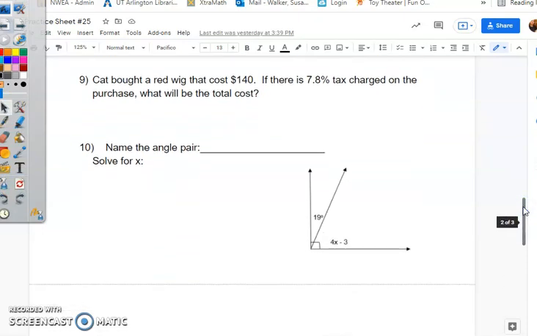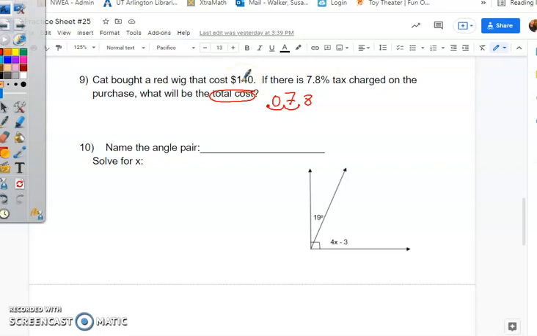Okay, so number 9. Kat bought a red wig that costs $140. If there is 7.8% tax charged on the purchase, what will be the total cost? So we should be good at this by now, okay? So don't forget it's total. Don't just find the tax. The only thing I'm going to do with you is change the percent to a decimal, okay? Make sure you move it twice, okay? I'm not going to go over any more of this. You need to multiply these 2, and you're going to add it to find the total.